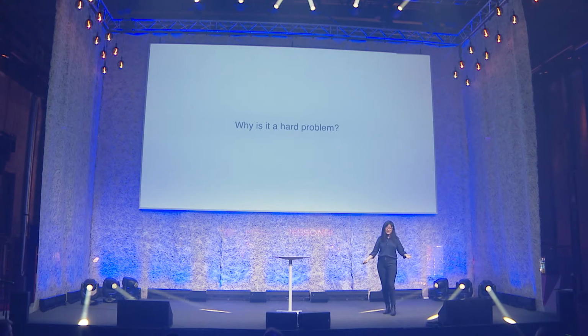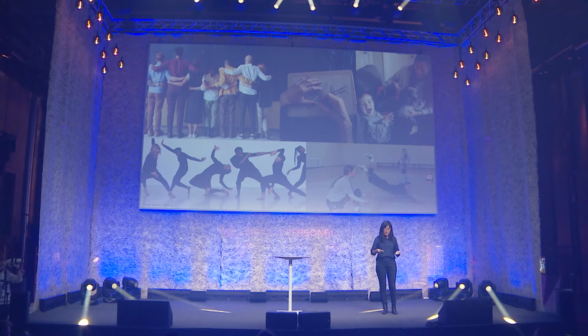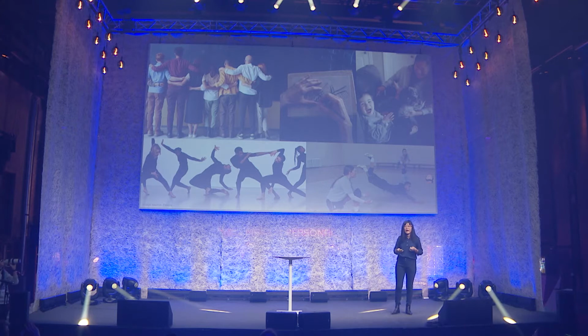So the next question you might have is why this is a hard problem. Why is generating realistic humans interacting with a 3D environment so hard? If you think about it, we have different body shapes, different clothing, accessories, and our human bodies are highly articulated, right? We have very creative ways to interact with the environment and with each other.